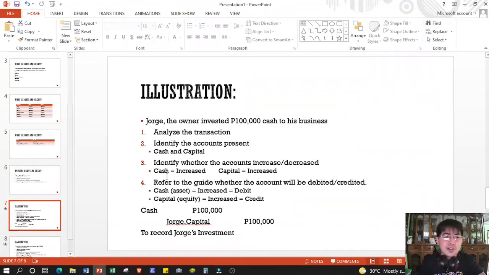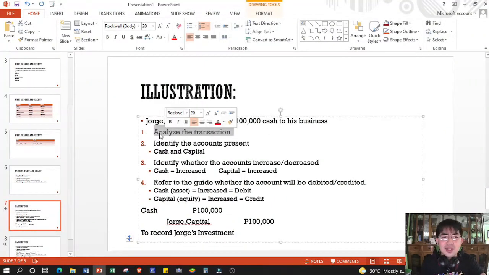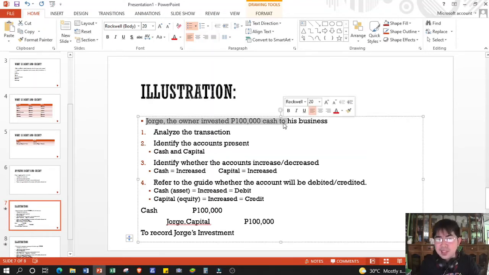So take for example, ito. George, the owner, invested 100,000 cash in his business. So let us try to analyze. So George, the owner, take note, when trying to come up with a journal entry, always remember that we are recording in behalf of the business and not in behalf of the owner. Okay, so in this case, si owner, nagbutang daw siya kwarta sa business amounting to 100,000 cash. Therefore, the business received 100,000 cash.